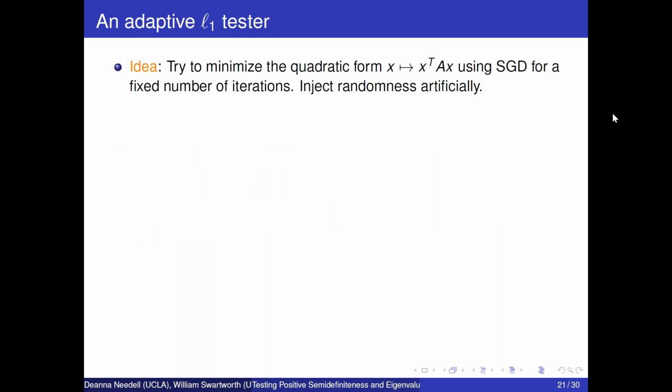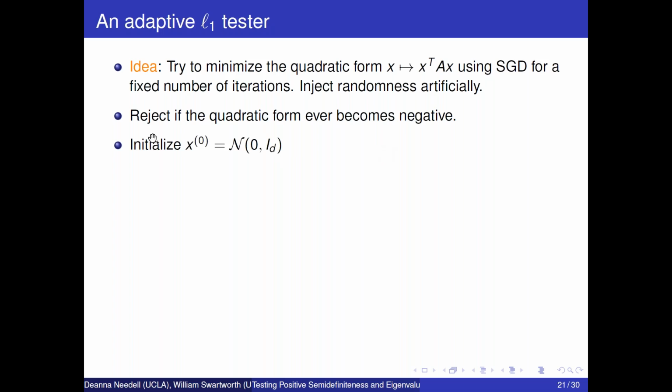And the idea, I don't have much time to say, but the idea is to try to minimize the quadratic form x transpose Ax over vectors x using stochastic gradient descent. And it's kind of a novel way of using it. As far as I know, we're going to inject randomness artificially. Let me just tell you what the algorithm is. And you can think about the analysis or ask me offline.